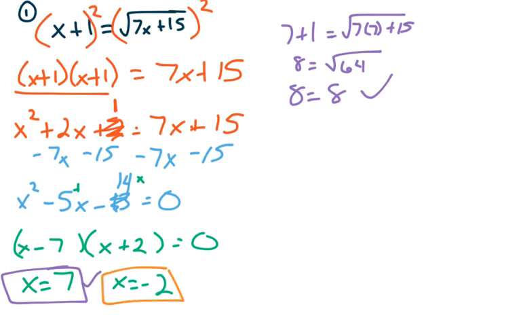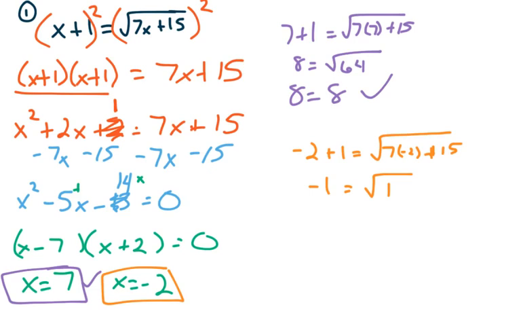Okay, we're going to do the same thing. So negative 2 plus 1 is equal to the square root of 7 times negative 2 plus 15. Negative 2 plus 1 is negative 1. 7 times negative 2 is negative 14, plus 15 is 1.